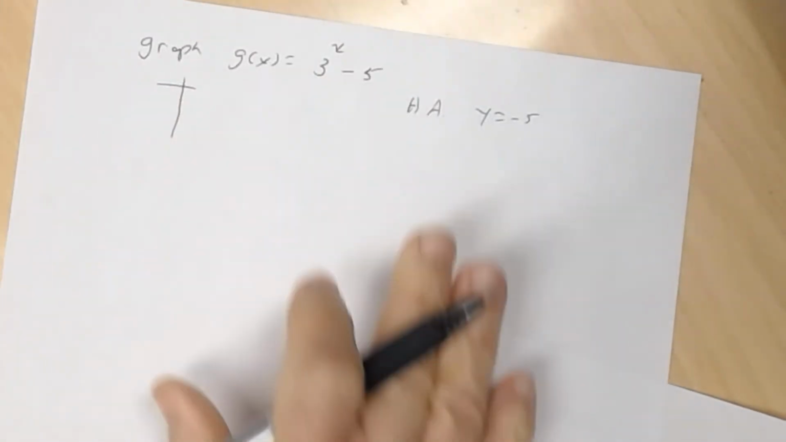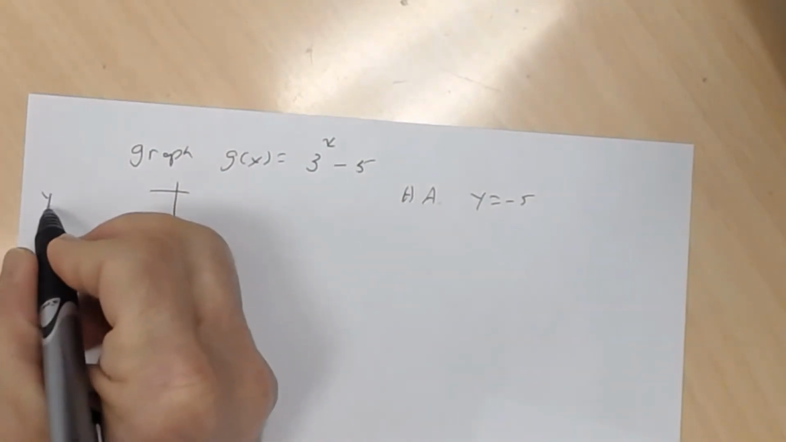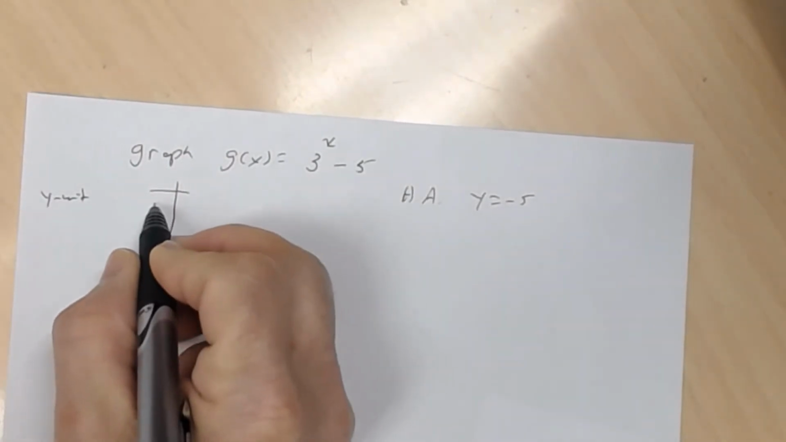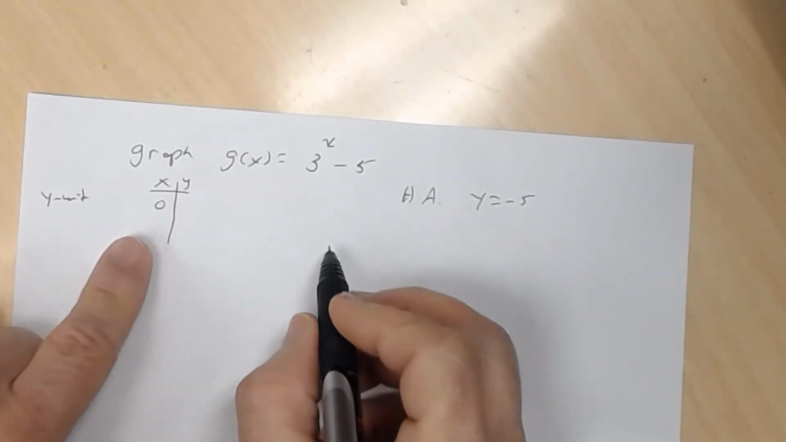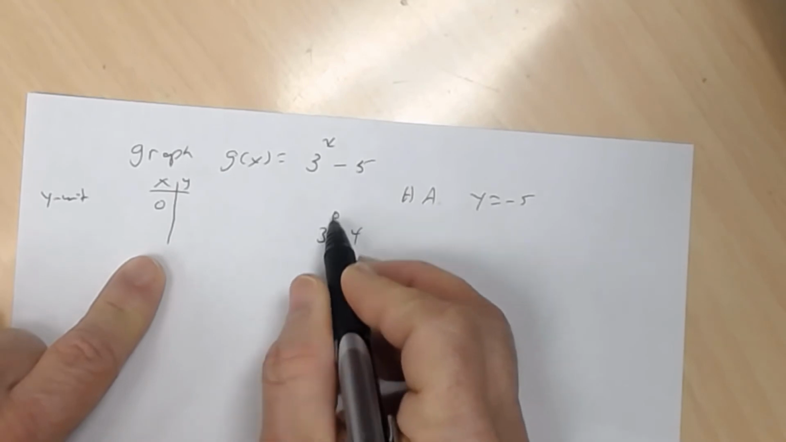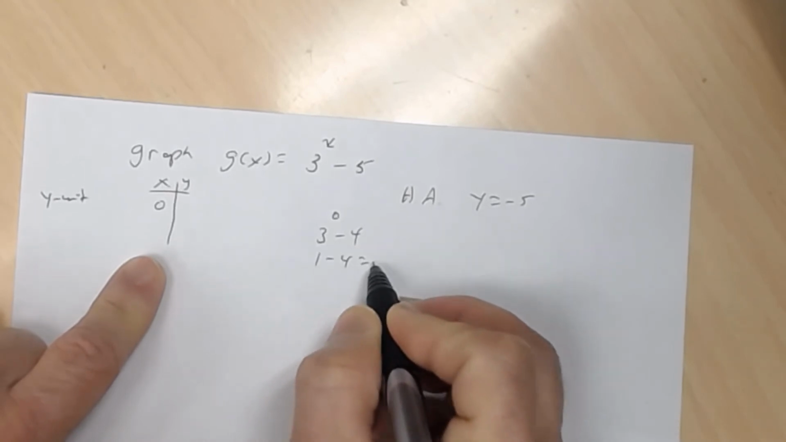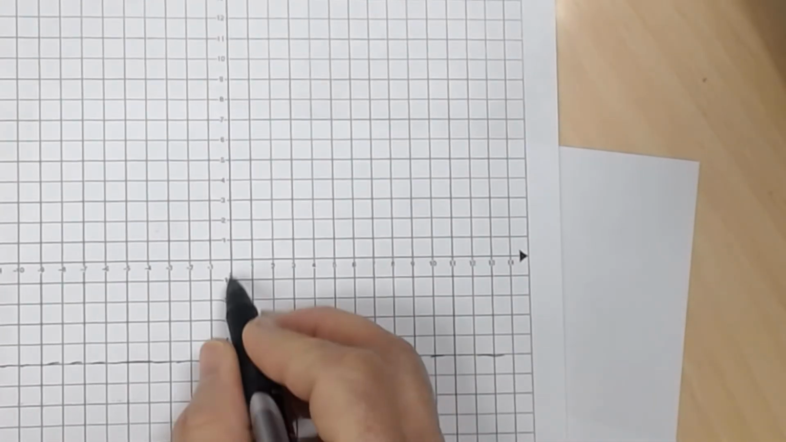All right. Next thing I would do is find the y-intercept. Remember, you always have a y-intercept. For the y-intercept, you're going to let x be 0. So if x is 0, I get 3 to the 0 minus 4. 3 to the 0 is 1. 1 minus 4 is negative 3. Okay? All right. So 0, negative 3 right here.